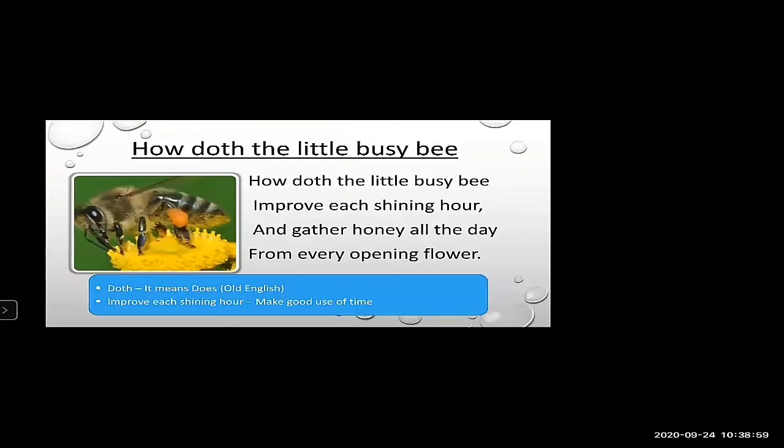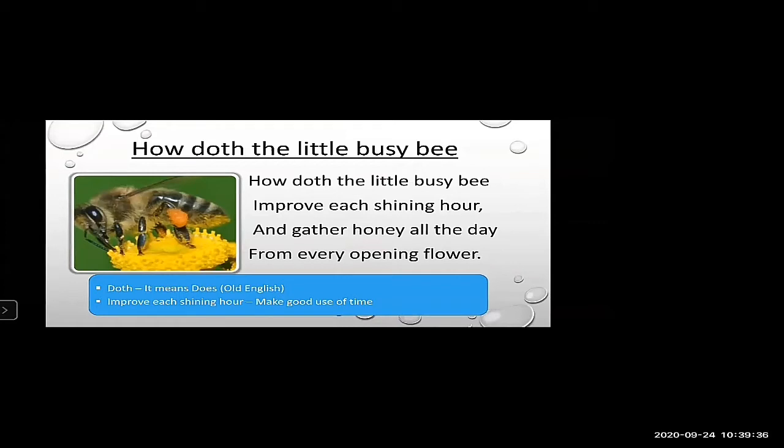Let's understand the meaning of this poem. How doth the little busy bee? How doth the little busy bee improve each shining hour? Here the word doth means does. It is an old English word. Here the poet is saying that the busy bee is improving each shining hour. Improve each shining hour over here means make good use of time.